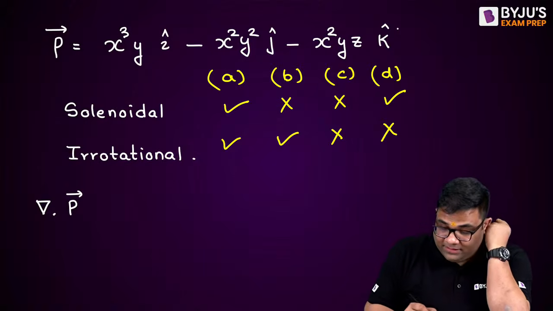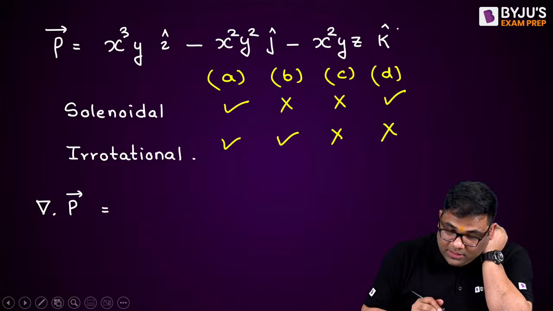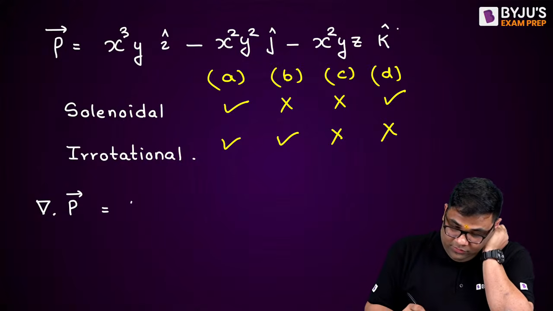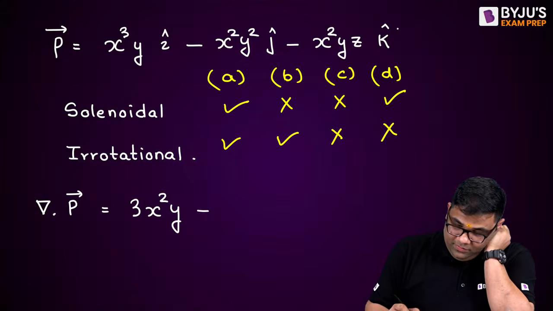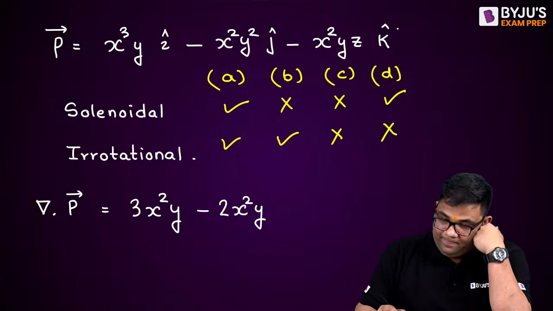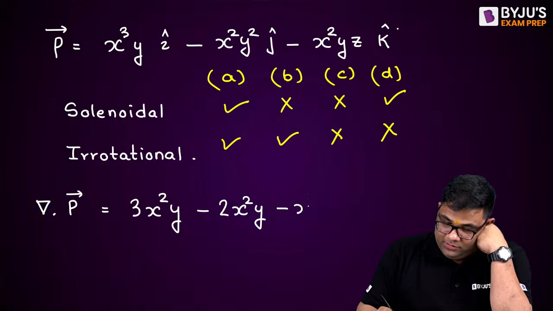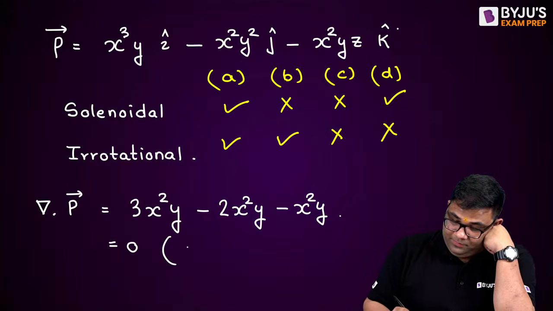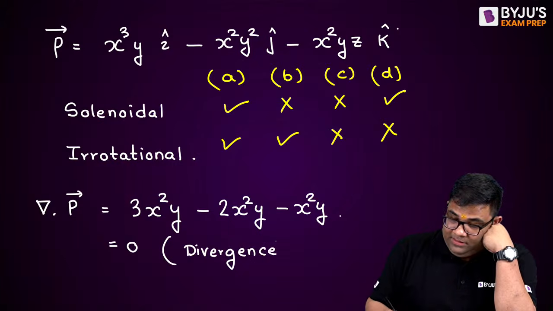Let us find the divergence. If I differentiate this with respect to x, first 3x square y, minus 2x square y, minus x square y. See, the divergence is coming 0. Yes, the divergence is coming 0. That means it is solenoidal, right?